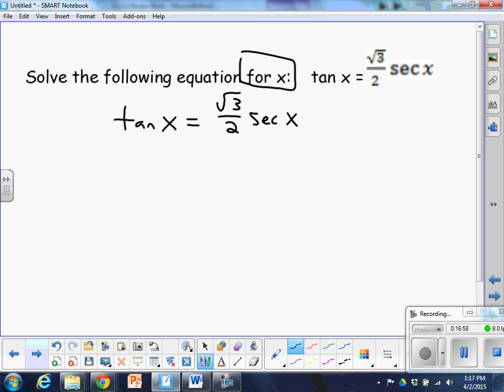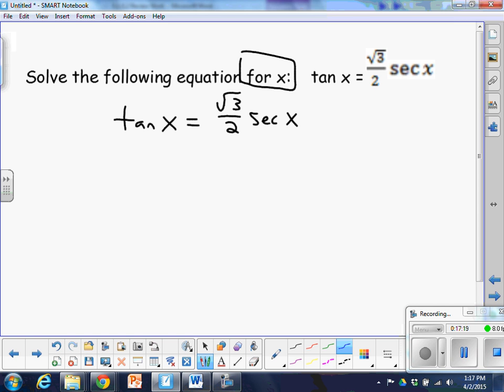Okay, there are some x values where it works. There are some angles that work, but it doesn't work for all. Okay, so the directions are not to prove it's an identity, just solve for x. So there's a couple options here. What I would try and do is actually try and get all the variables on the same side.